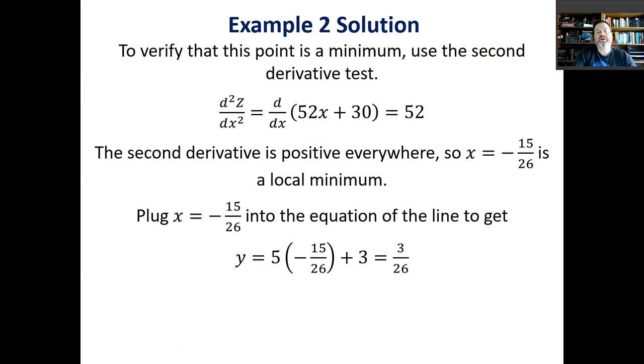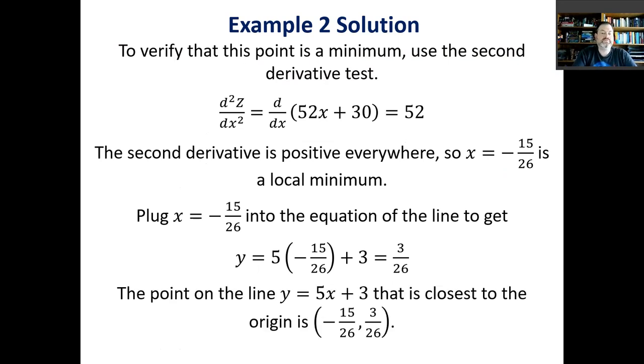So then we plug this into the equation of the line. So now that we know that our x-coordinate is a minimum, we plug it into the equation of the line, and we get a y-coordinate. And so our answer then is the point on the line that is closest to the origin is negative 15/26, 3/26. And that should make sense, right? So if you go back and look at that diagram I drew a few slides ago, you'll see that my guess is awfully close to that value, right? Barely above the x-axis, right?